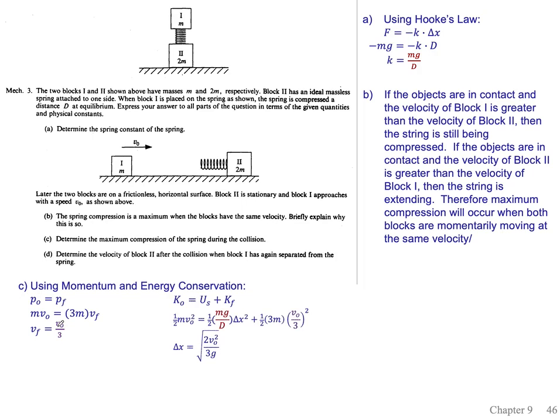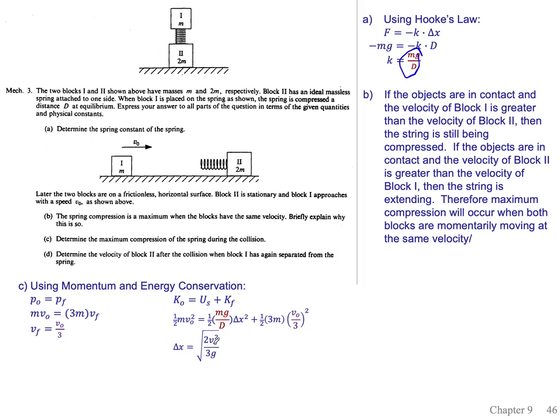Now, using energy conservation, we know the initial kinetic energy plus the energy stored in the spring has to equal the final kinetic energy. So the initial energy of the first block equals the energy stored in the spring, which is 1/2 k x squared, and we're going to use the k we got from up here, times delta x, plus the final kinetic energy of the two blocks, which is 1/2 their total mass, times their final velocity squared. And if you solve that, and if I did my math right, you'll get delta x is equal to the square root of 2v0 squared over 3g.